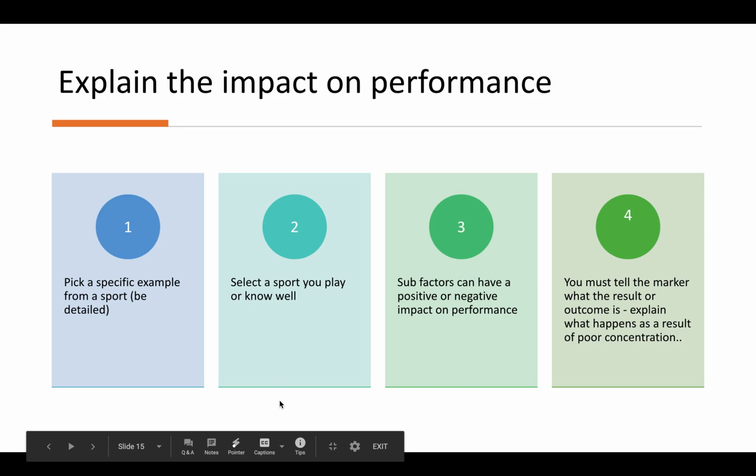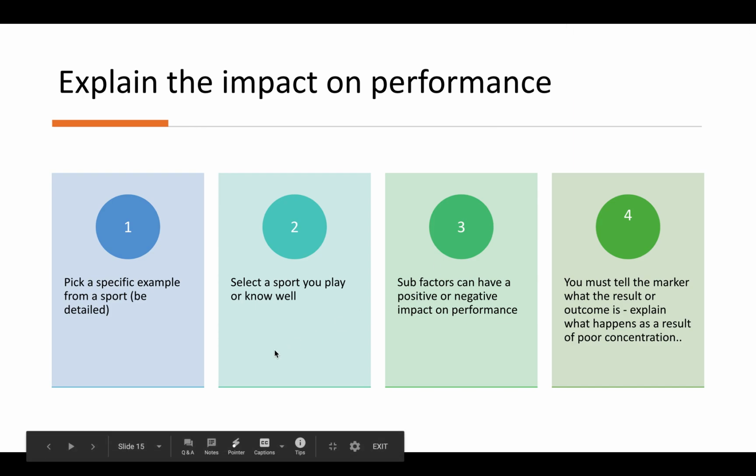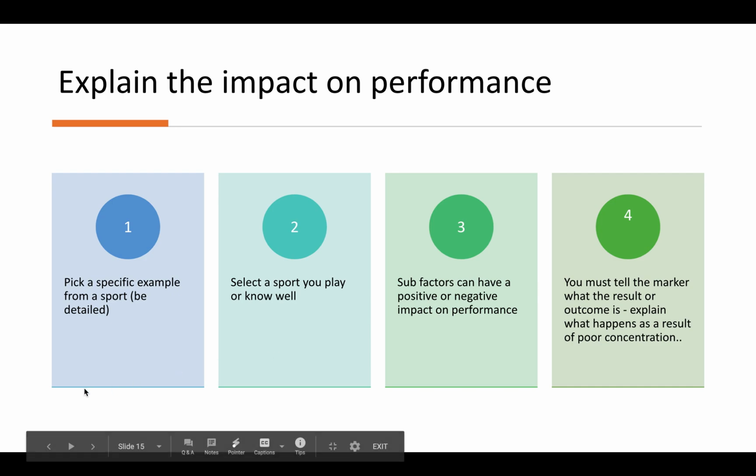Some bits of advice when answering this question: you need to pick a sport which you are knowledgeable about and that you've got experience of playing. You need to remember that sub-factors can have a negative or a positive impact on performance, and you must tell the marker what was the result or what was the outcome of each of these situations. If you had poor concentration, what happened next and what was the result and what was the impact on your team?